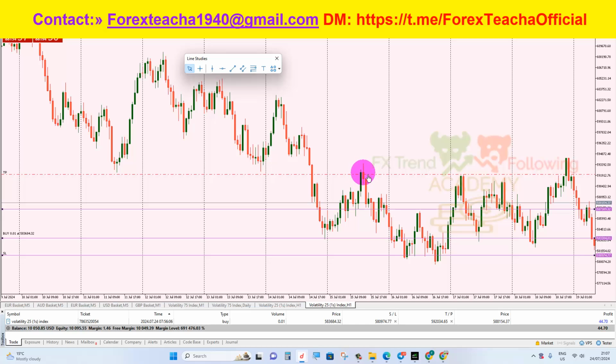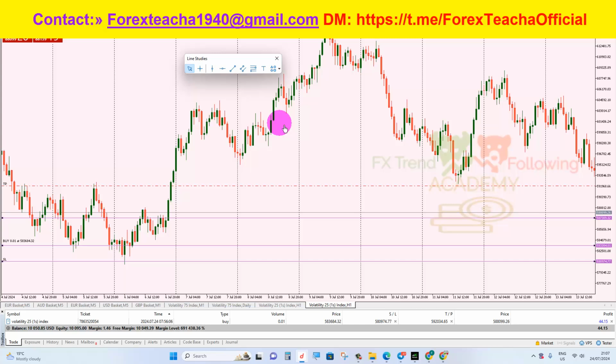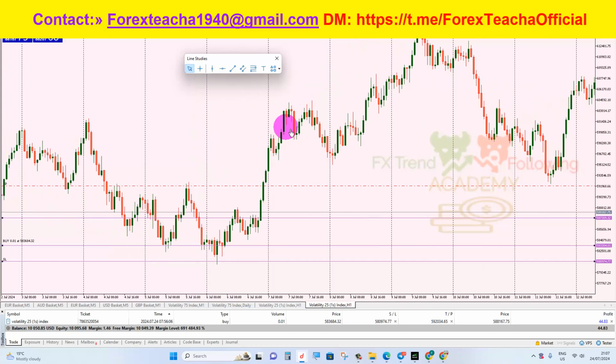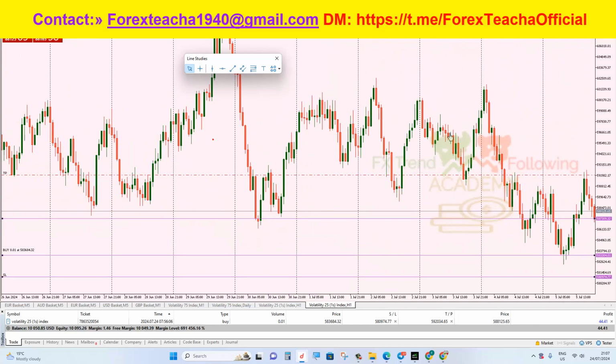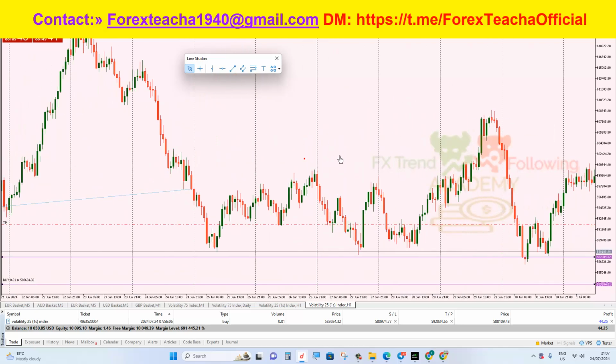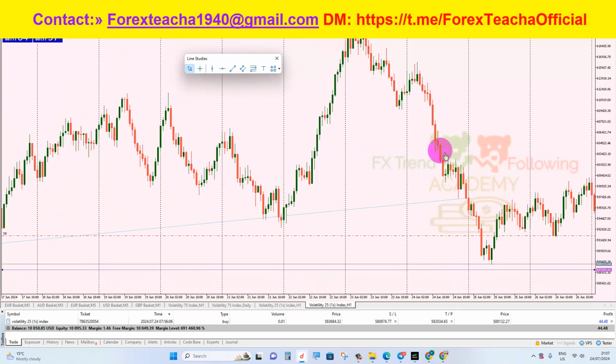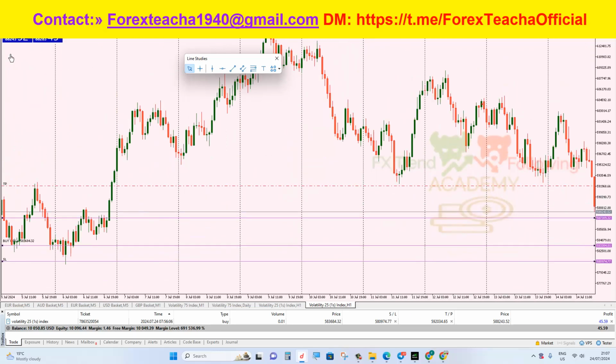You should remember this is a H1. Unlike the forex market, volatility indices or volatility index is always trending. You can see all these huge moves. It's always trending. And imagine if you catch something like this and you take your profit down here. This is insane, guys. I think everyone should try this.